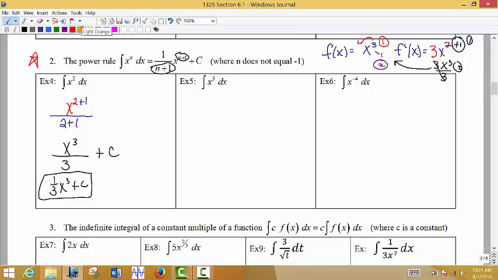Now how can we check it? Well, let's check it by finding the derivative. 3 times 1/3 we know would be 1. And then reduce the power by 1, we get x squared, and that was the original derivative there.